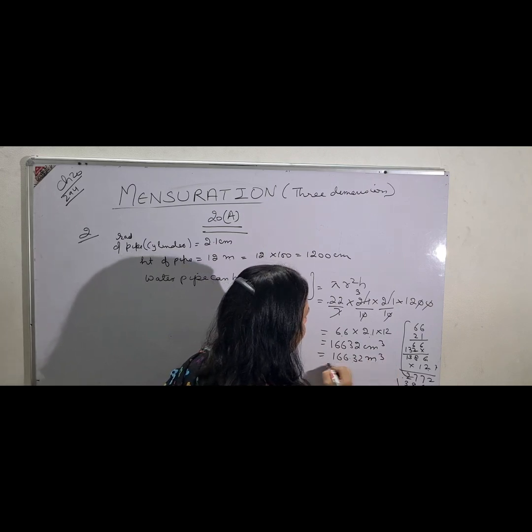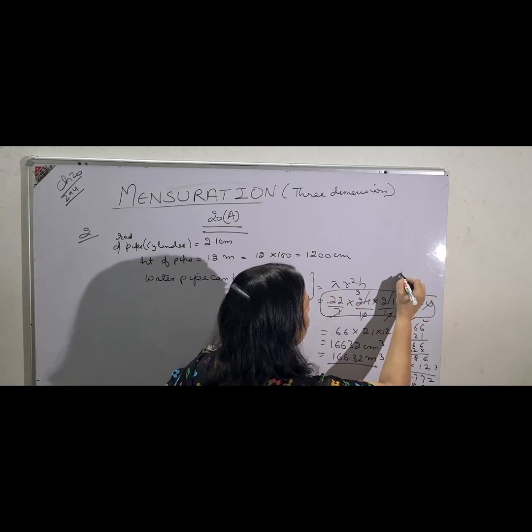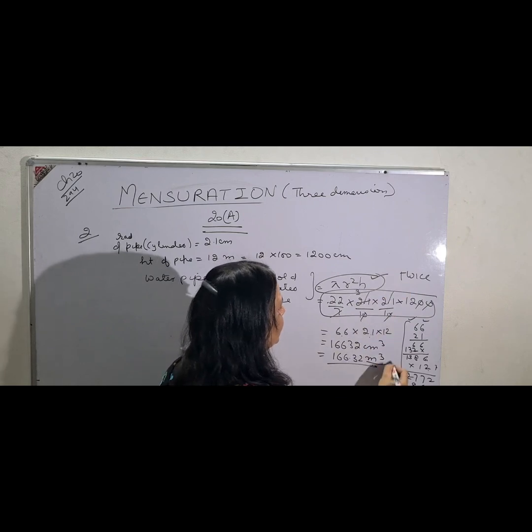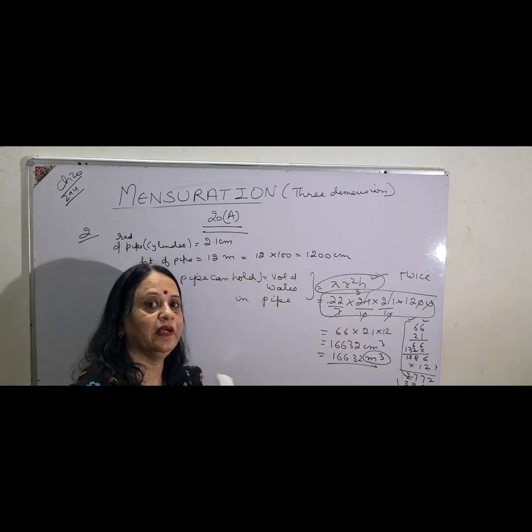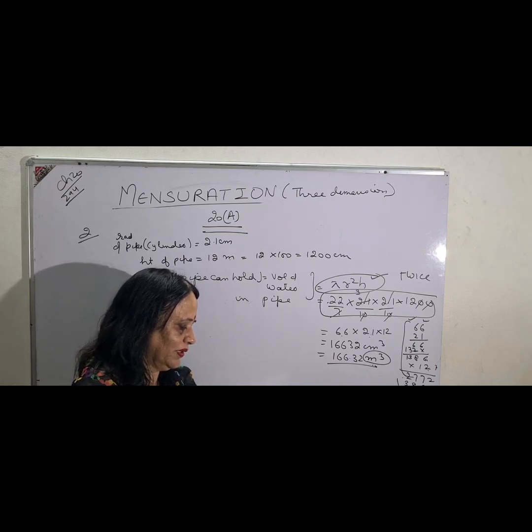166.32 meter cube. So be careful, you please see the calculation at least twice. Write the formula, write the unit. And again repeating, write the formula as well as the unit. Then come to question number 3.